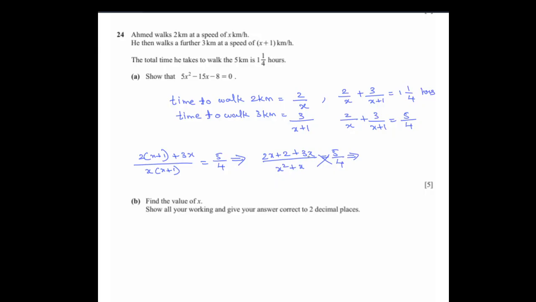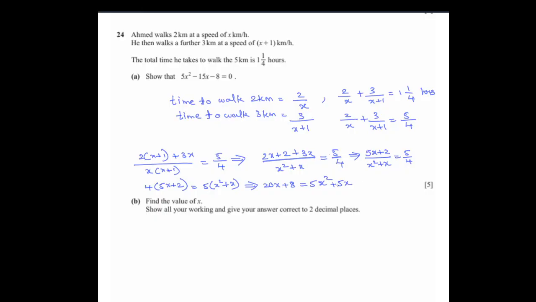4 into 2x plus 3x is 5x. Let me write one more step here. If you are getting confused, don't cross multiply right away. So this will be 5x plus 2 by x square plus x is equal to 5 by 4. Now you can cross multiply: 4 into 5x plus 2 is equal to 5 into x square plus x. Open the brackets: 4 into 5 is 20x plus 8 is equal to 5x square plus 5x.